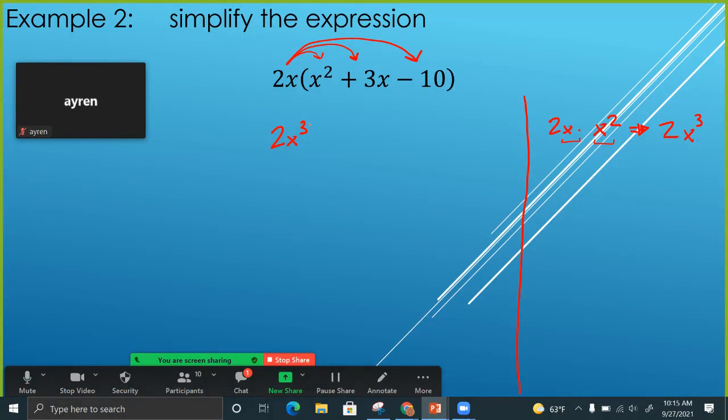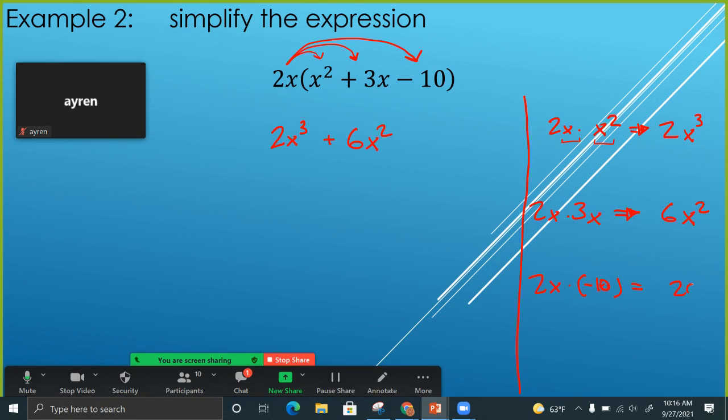So there's my first portion of the answer. Now the second one. 2x times 3x. This is like our review from earlier. 2 times 3 gives us 6, and then x times x gives us x to the second power. And then we have 2x times negative 10. And now here we have 2 times 10.